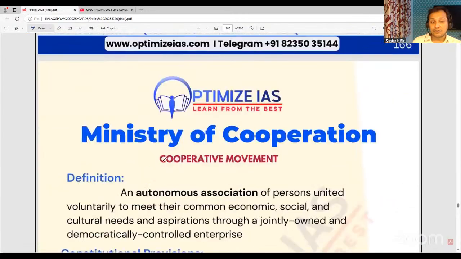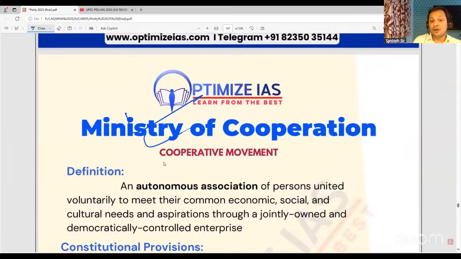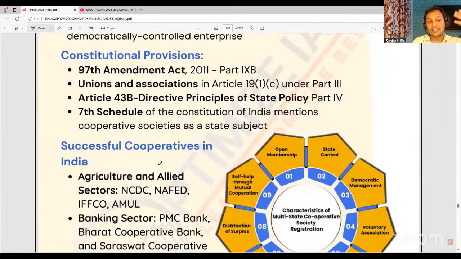You may expect a question on Enforcement Directorate. Then Ministry of Cooperation. This year, recently, there was a question on this topic, Ministry of Cooperation. When did this ministry come about? What is the mandate of this ministry? What are the constitutional provisions related to the cooperatives?